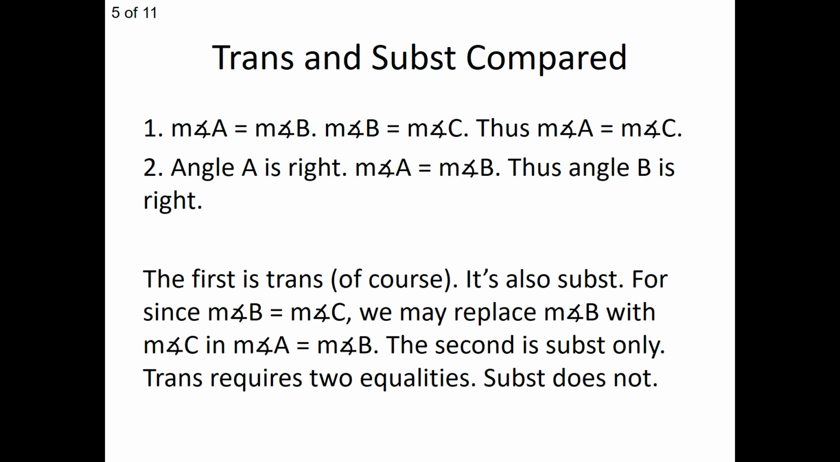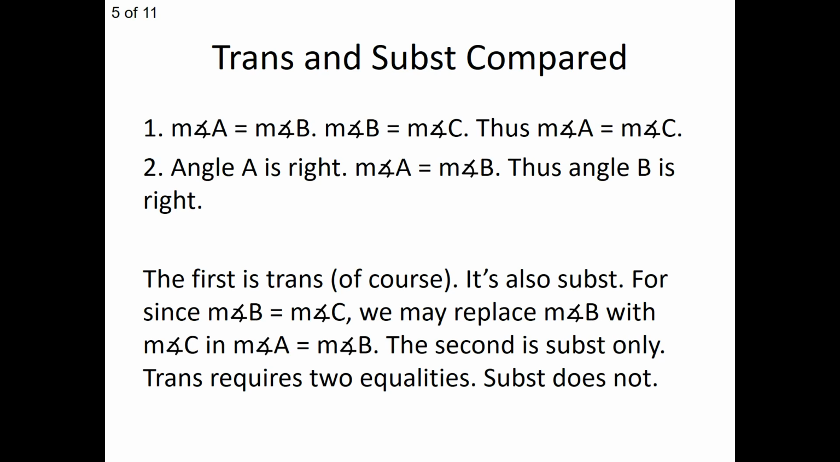Yes, merely what that says is I can replace or substitute angle A in for angle B, or replace angle B with angle A, and then I have my conclusion. Let's look at number 2 then. Angle A is right. Measure of angle A equals measure of angle B, thus angle B is right. What have I done there?